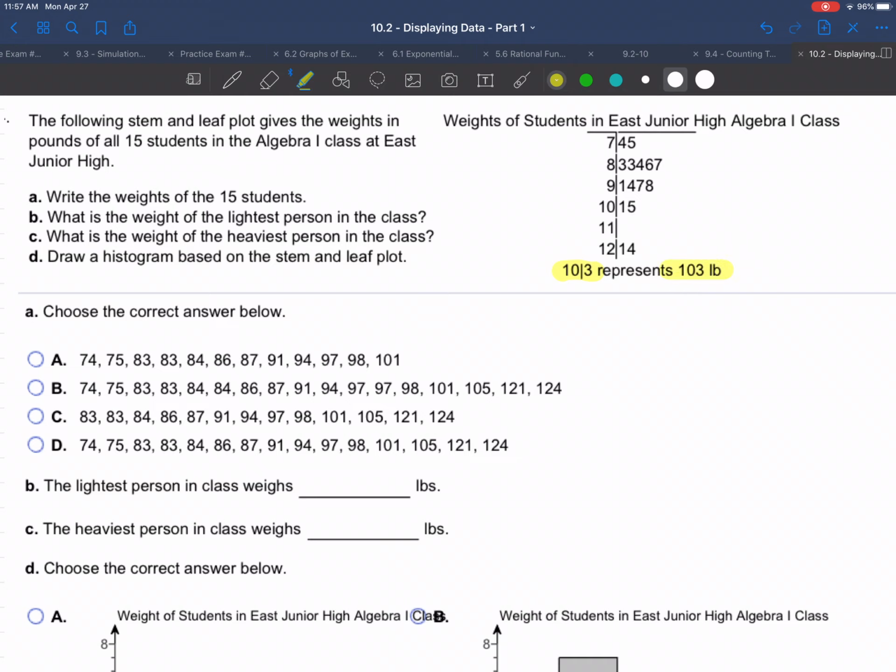So in other words, the number in the front, like the 7 here with the 4, represents 74 and 75. Does that make sense? So the 7 is the 70s, and then 74 and 75. And then in this row, this is the 80s. 83, another 83. See the two 83s. 84, 86, and 87.